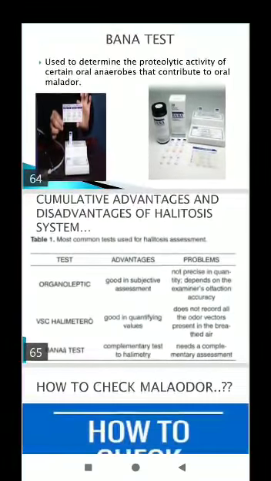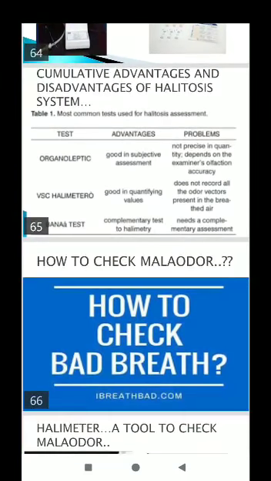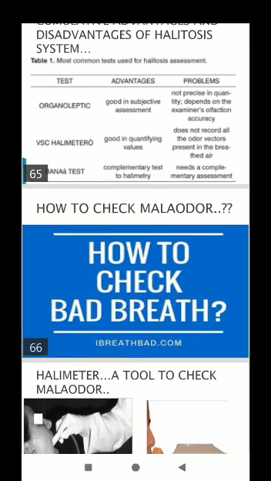Coming to the cumulative advantages and disadvantages of all the halitosis tests, it includes the organoleptic test. Its advantage: good in subjective assessment. Problems: not precise in quantity, and depends on the examiner's olfaction accuracy. Coming to volatile sulfur halitometry, the advantage is that it is good in quantifying the values, but it does not record all the odor present in the breathed air. The BANA test is the complementary test related to halitometry. It needs a complementary assessment test. So how to check oral malodor?